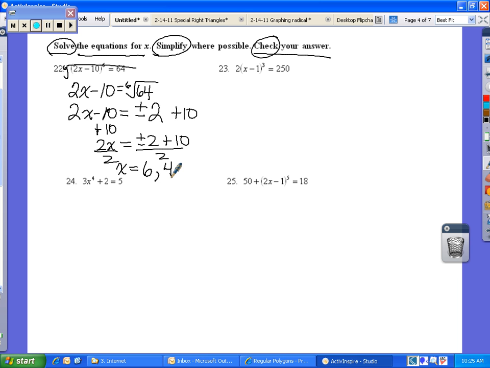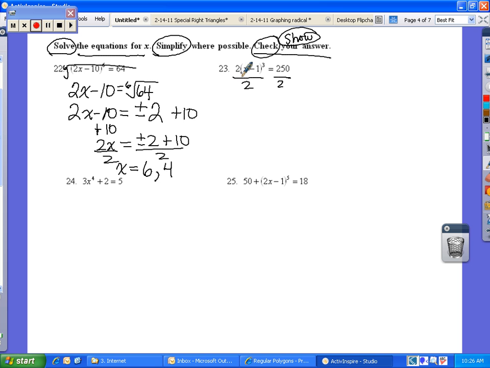If I want to check those solutions, I can go back and plug them into the equation: 2 times 6 minus 10 to the 6th power equals 64. They do both check out, I'll tell you that. But you would need to show that work to check. Please show it.